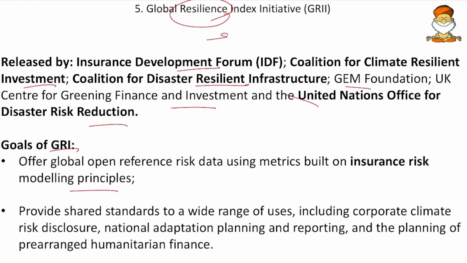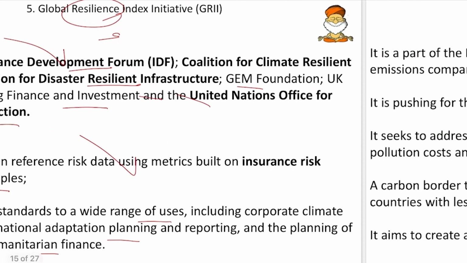So by taking the data of insurance companies, we are going to assess the vulnerability of human life and also the global environment. And provide shared standards to a wide range of users, including the corporate climate risk disclosure and national adaptation planning and reporting and the planning of pre-arranged humanitarian finance. So for all the financing activities, for the national planning, and also to assess corporate risks, we are going up with the Global Resilience Index Initiative. So all you need to remember is this is very much related to insurance, and the insurance database is used.